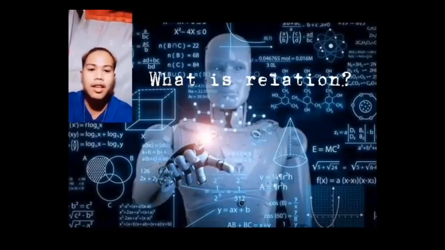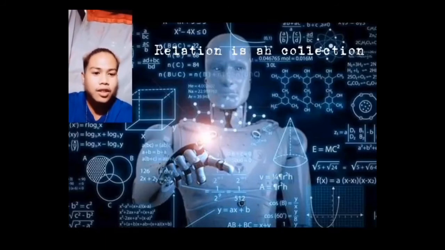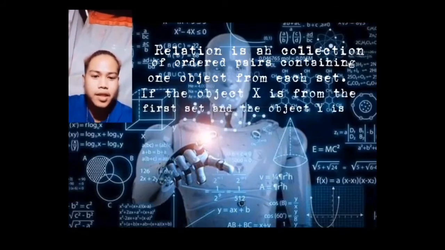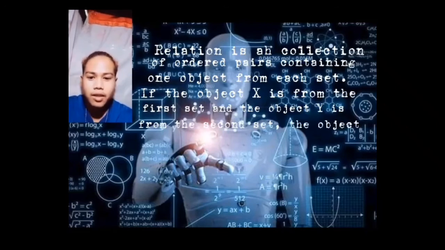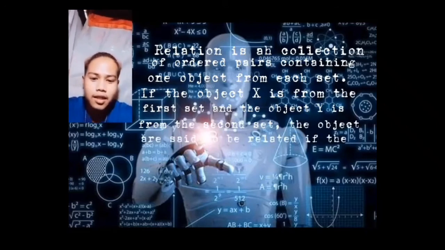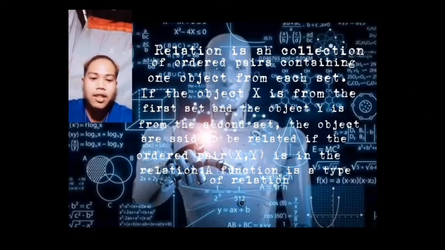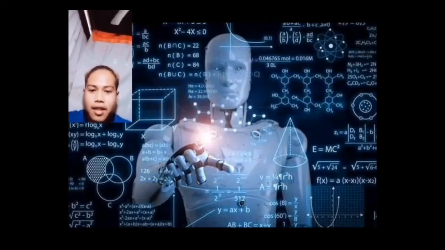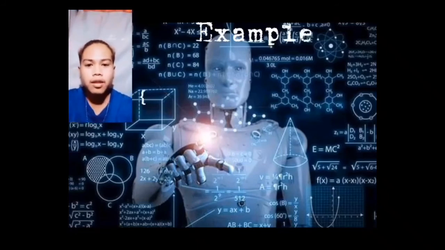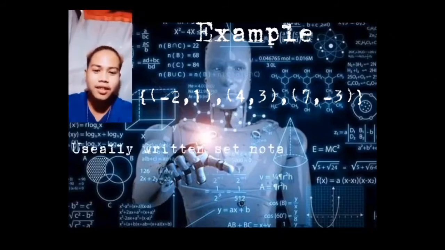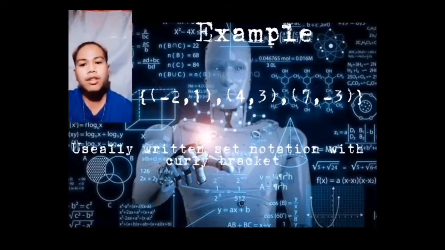What is a relation? A relation is a collection of ordered pairs containing one object from each set. If the object x is from the first set and the object y is from the second set, the objects are said to be related if the ordered pair (x, y) is in the relation. A function is a type of relation. Example: (-2, 1), (4, 3), (7, -3). Usually written in set notation with curly brackets.